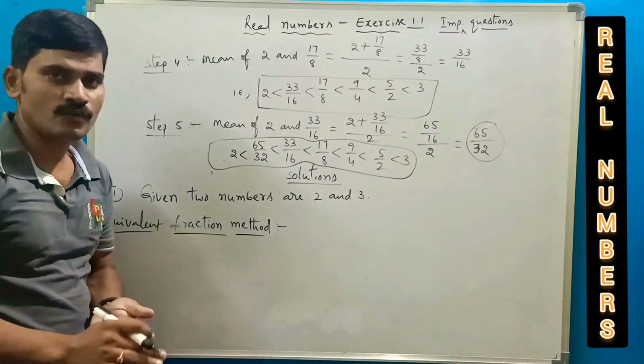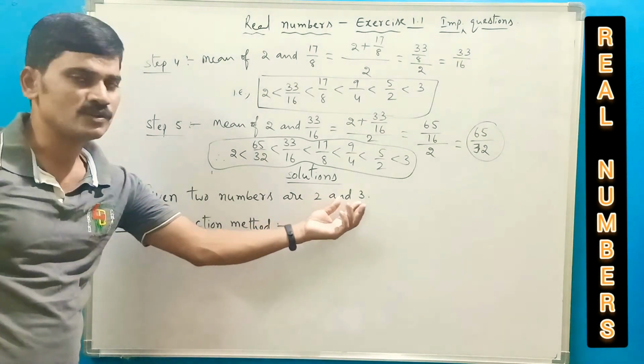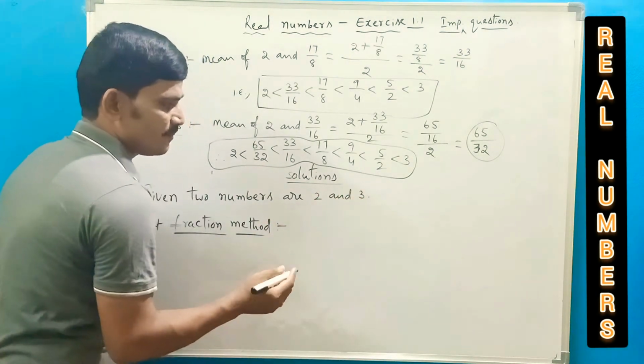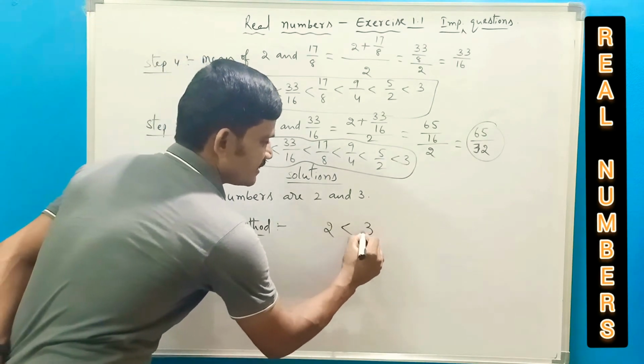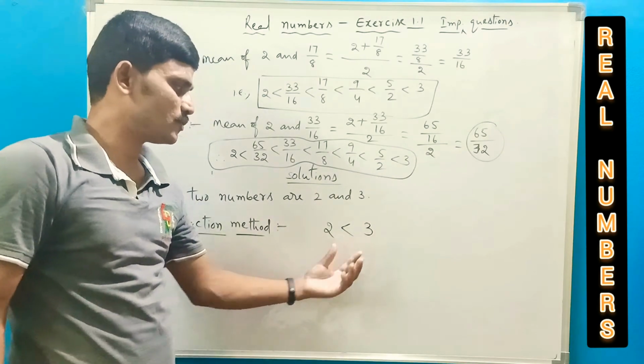Let us go for the equivalent fraction method to insert the rational numbers between 2 and 3. First of all, write down the two rational numbers symbolically. 2 is less than 3. This is the relation between these two.